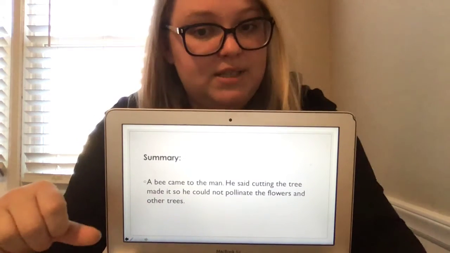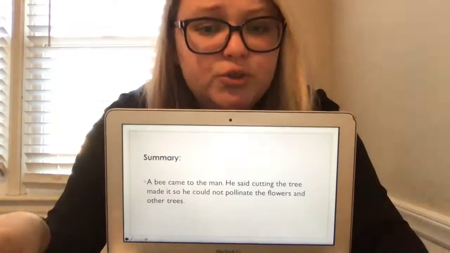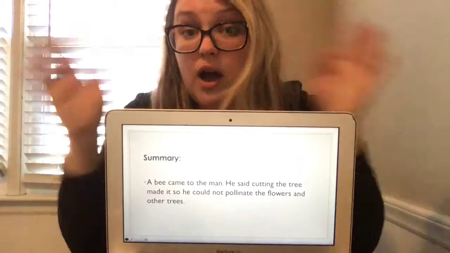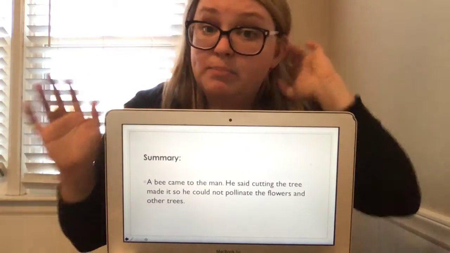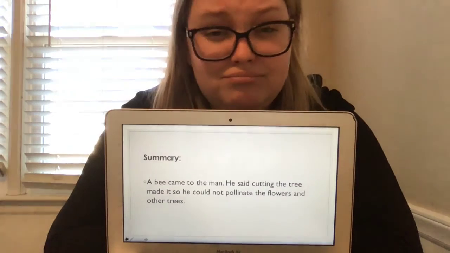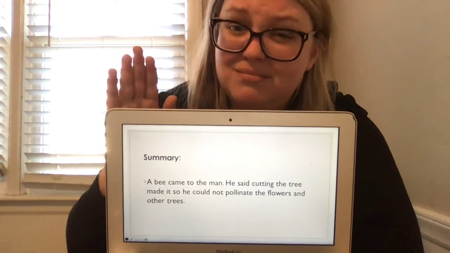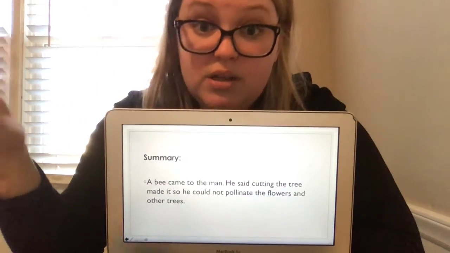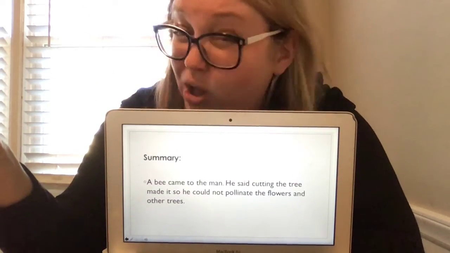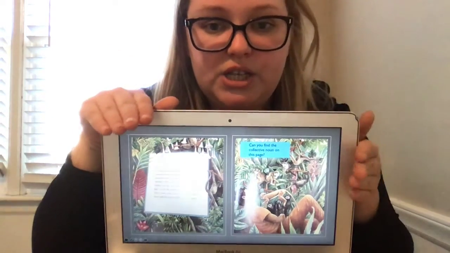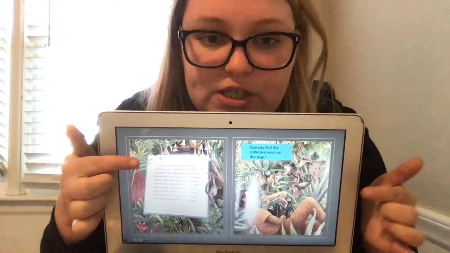A bee came to the man. He said, cutting the tree made it so he could not pollinate the flowers and other trees, right? So the bee was like talking to the man, and he said, please, if you cut everything down, we won't have more flowers and more beautiful things because I can't pollinate. So that's my summary.